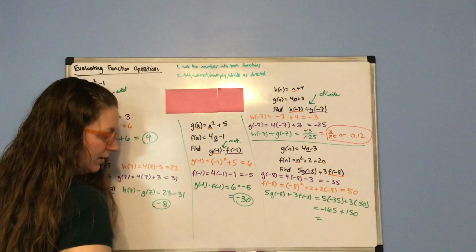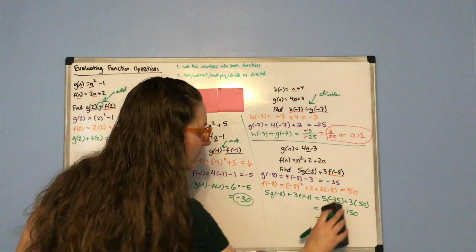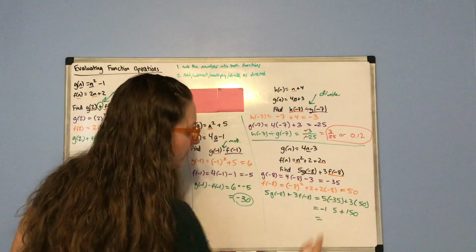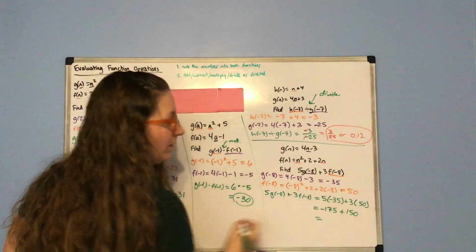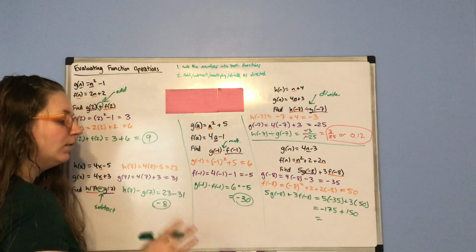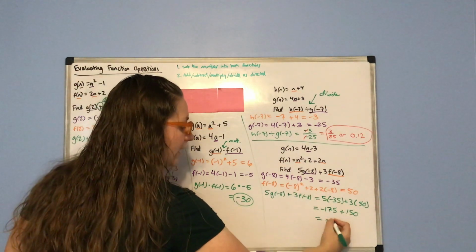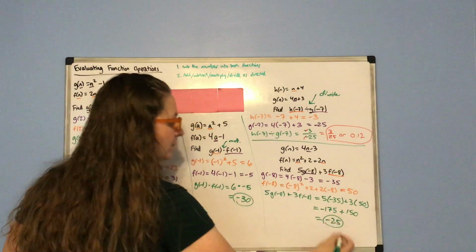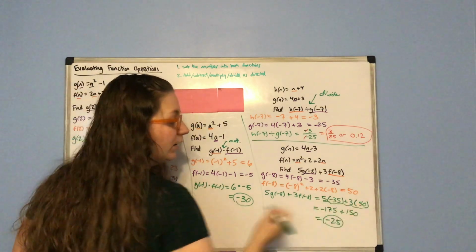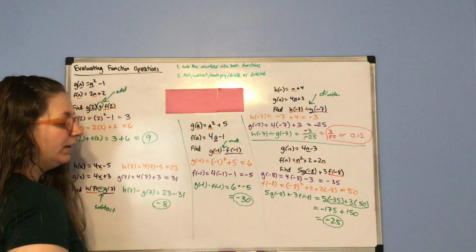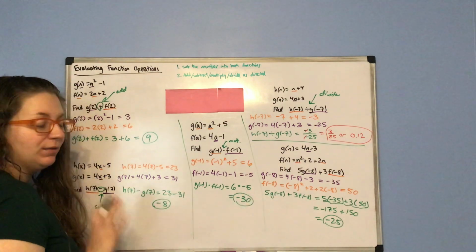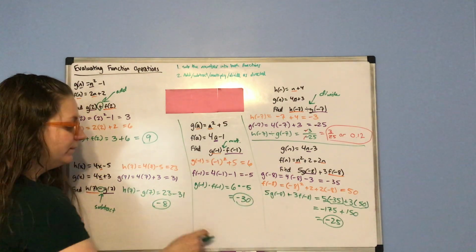So then my final answer here, I'm sorry, that should be -175, not -165. 5 times -35 is -175. Okay? And then to add these two together, I get -25 as my final answer. You could have put this all in your calculator at once if you'd rather, that would be perfectly fine. As long as you end up with -25, I'm fine with however you get there.